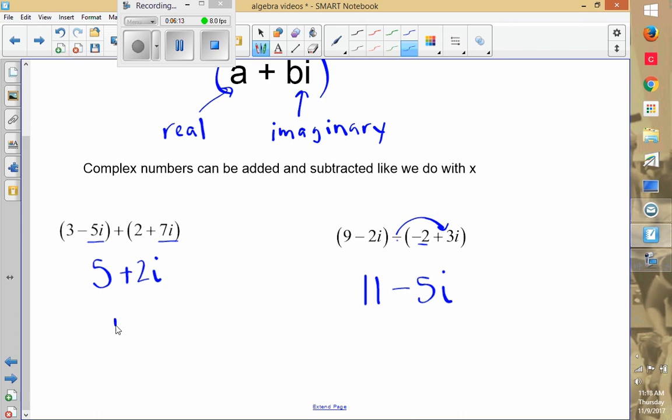So we added them and we subtracted them. Next week we're going to multiply and divide them. That is a little bit harder, but it is doable. So right now we just need to make sure we can simplify and then we can add and subtract complex numbers.